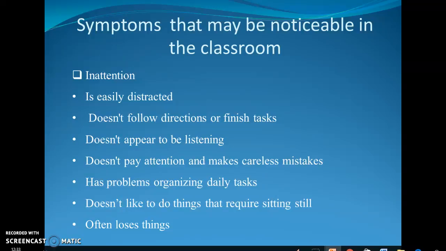Doesn't pay attention and makes careless mistakes. Has problems organizing daily tasks. You say you won't manage to do the task, he'll come to you every lesson: the teacher, I didn't have time to do the homework. Doesn't like to do things that require sitting still, often loses things.